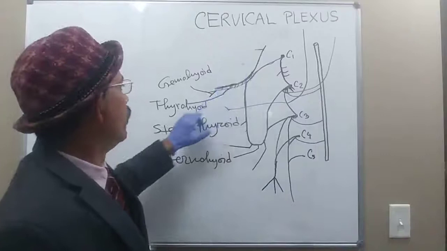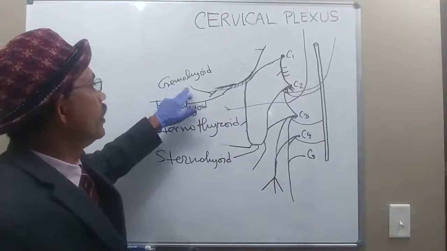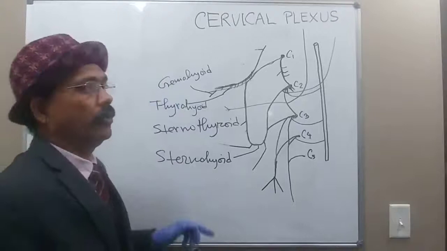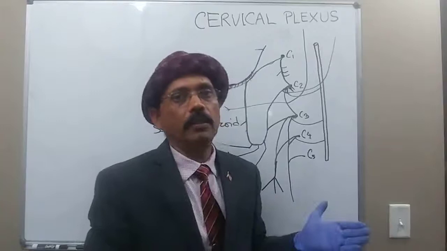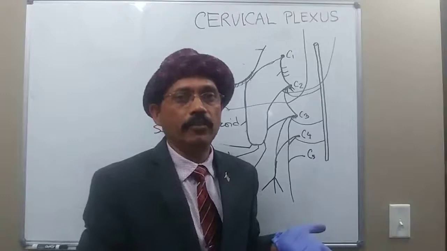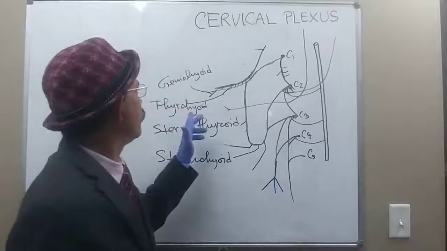Okay, so C1 also contributes in the formation of the geniohyoid, that is a suprahyoid muscle. We know that the other suprahyoid muscles, all of them, are innervated by the cranial nerves, like the mylohyoid and the digastric. They're innervated by the cranial nerve. The exception is the geniohyoid, innervated by C1.